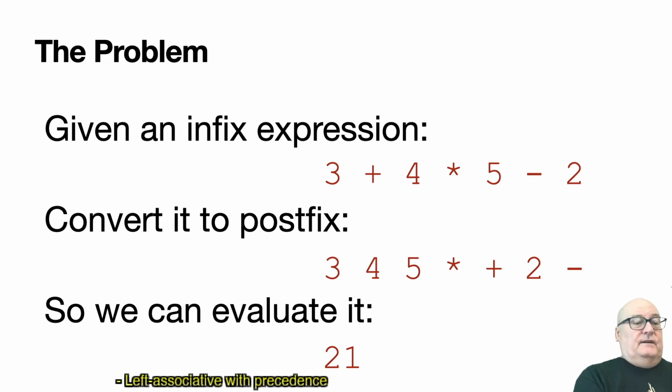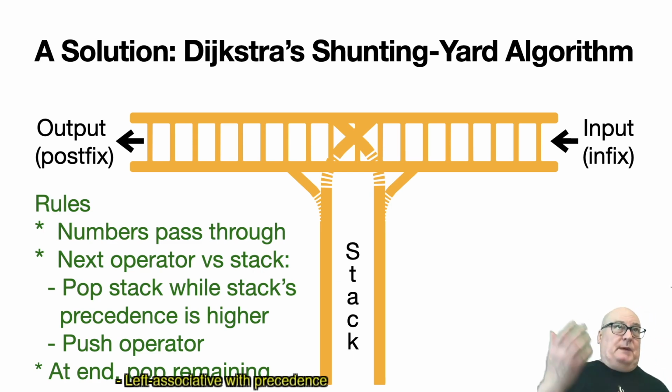3 and 4 on the stack, 5 on the stack, times we multiply the 4 and the 5, so that gets the precedence. And then plus we add the 20 to the 3 on the stack, 23, 2 on the stack, and subtract, 21. It's a way of translating, and the algorithm comes from a paper Dijkstra wrote in 1961 on Algol 60 implementation. So here's the view of it.